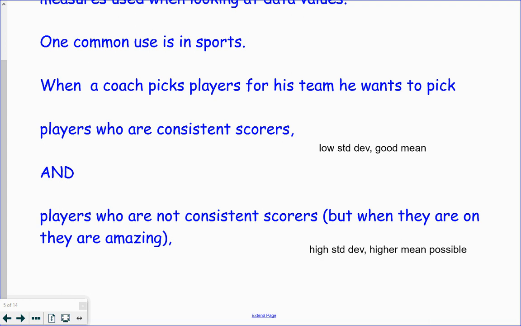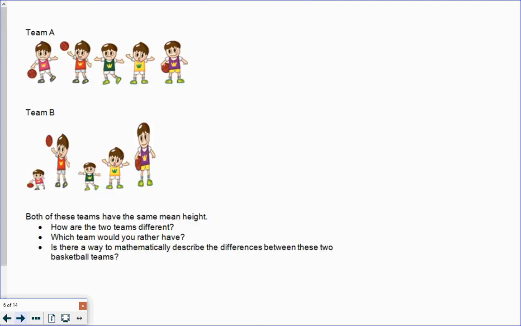So when you create a team, you're looking for really consistent players with a few outlier players, because if those outlier players are having a great season, they could do amazing things for your team. If they're having a bad season, they will do horrible things for your team. Okay, so it's a mixture of those two ideas.